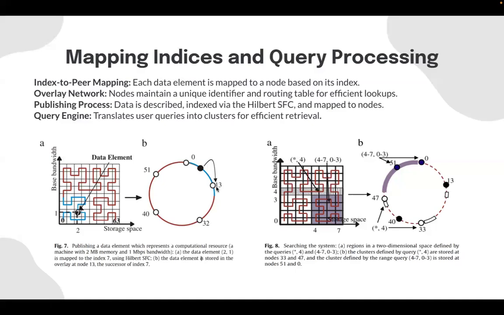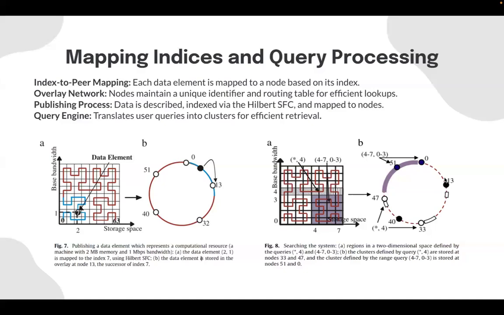The query engine processes user queries by translating them into clusters within the index space. For example, this simple query points to a single location, while complex queries like those with ranges and wildcards identify clusters in the index space. So here, we want to show 2 types of queries that can be processed using Squid, which are these clusters. It's the range of all points where the x-axis is a star, which is all points, and the y-axis is just 4, and another range which is specified here, and it's going to be identified and mapped to the one-dimensional space like this.